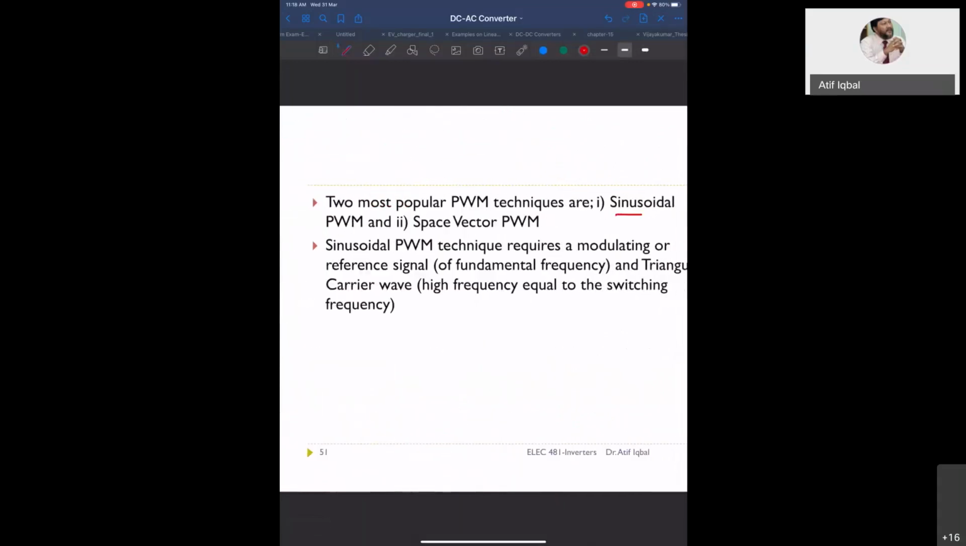The two most popular PWM techniques are, first, the sinusoidal carrier-based PWM technique, or simply sinusoidal PWM, or sine PWM. Another is the space vector PWM technique. We will discuss the sinusoidal PWM technique.